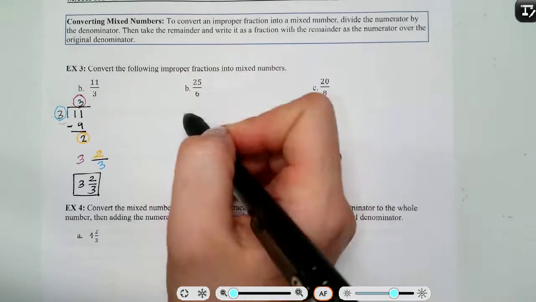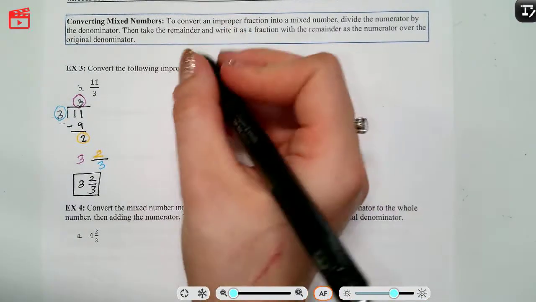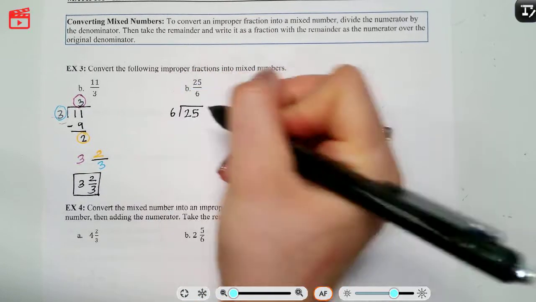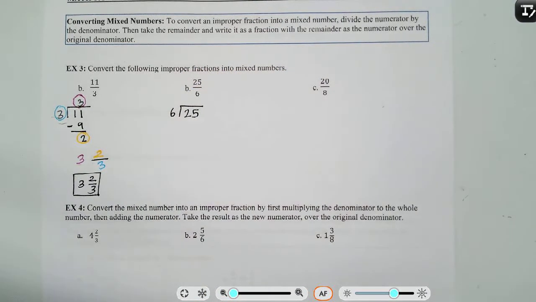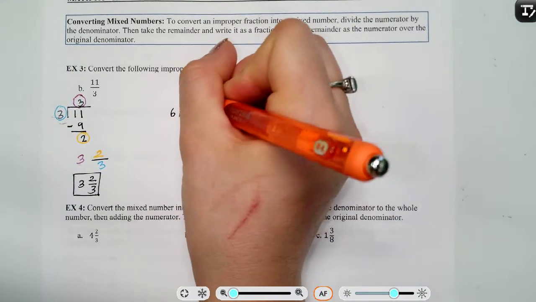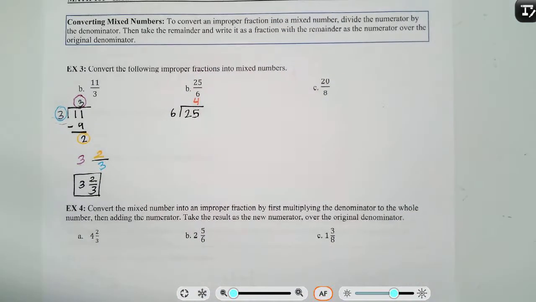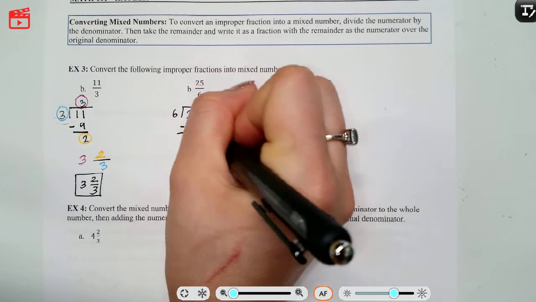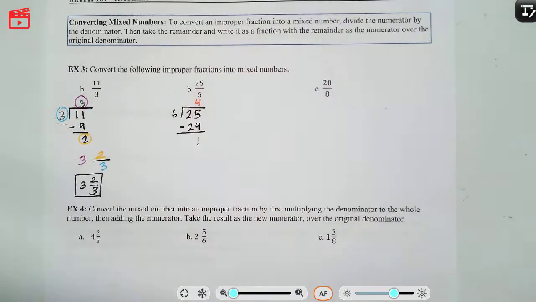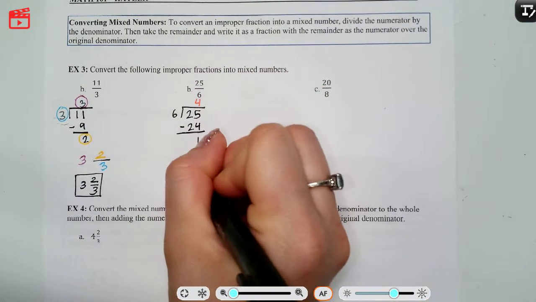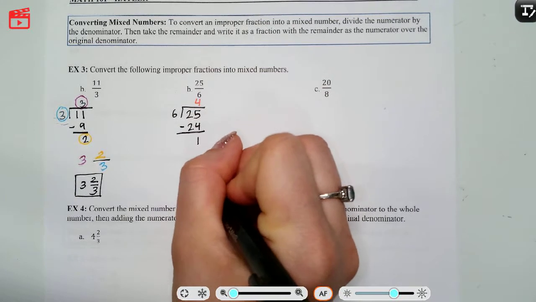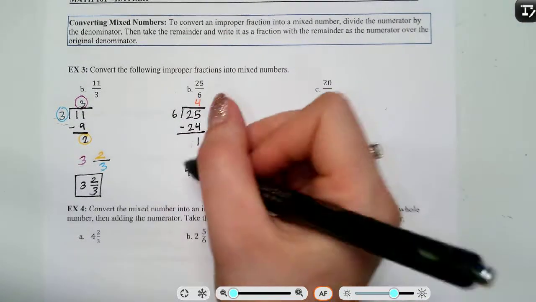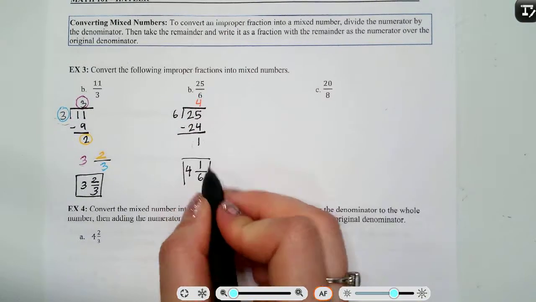Okay, so we'll go ahead and do this one together, and then I'll ask if you can pause the video and try C by yourself. So, rewriting this as a division problem. 6 can go into 25. How many times? 4. That's the closest it can get to 25. So doing that subtraction, 6 times 4 is 24. Do the subtraction, that's going to be 1. So our answer will be 4 and 1/6. The remainder went over the original denominator, and there we go. Okay, go ahead, pause the video, try C by yourself.